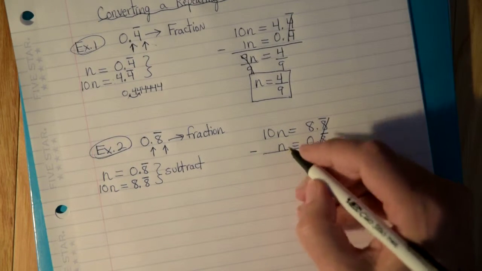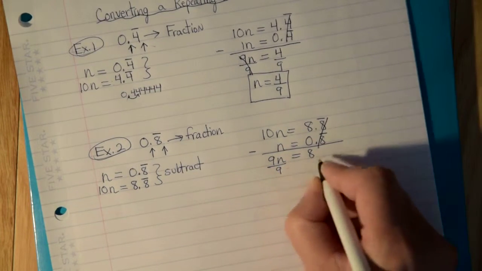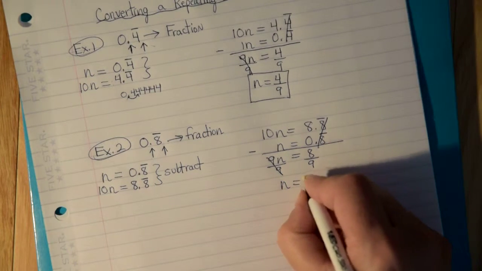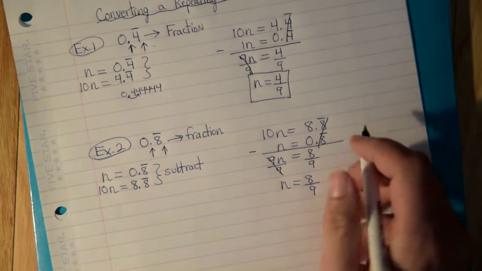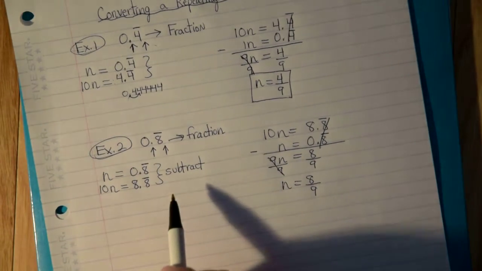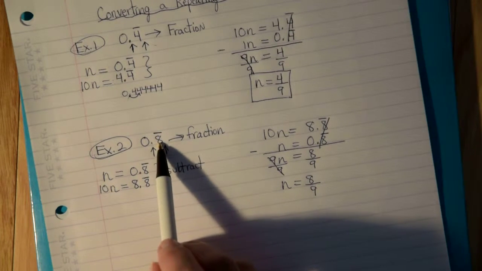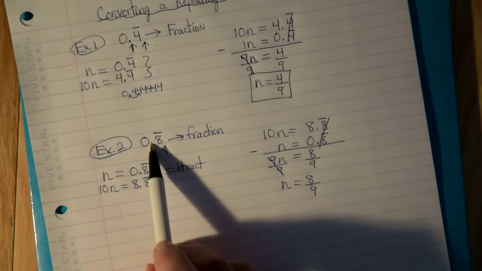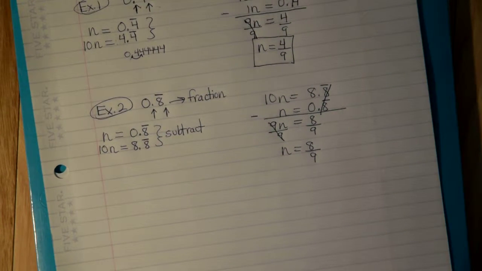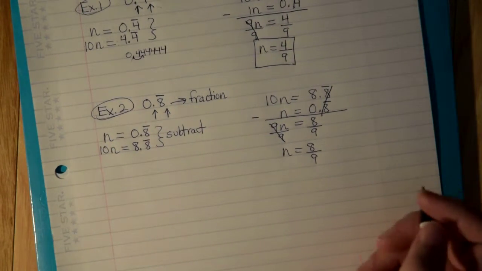10n minus n leaves 9 n's left. Divide both sides by 9, and n equals 8/9. So you should see a pattern here, this dividing by 9. If you have one repeating number and it's just to the right of the decimal, then all you need to do is put a 9 in the denominator for your fraction. So that's a shortcut, but you also have to know how to do it the long way.